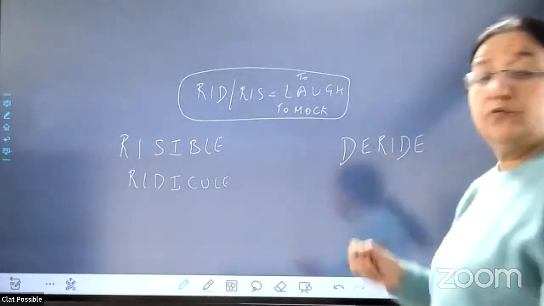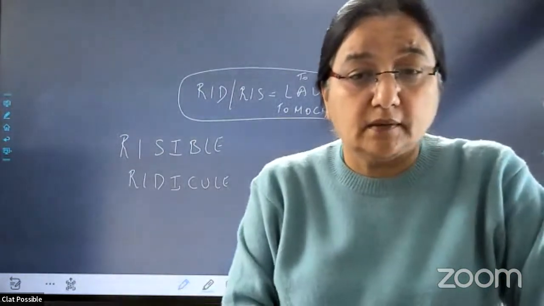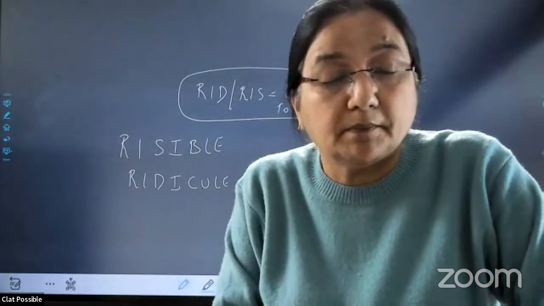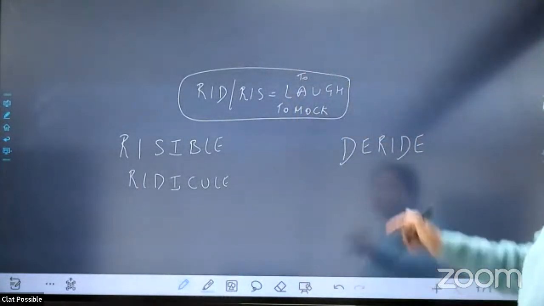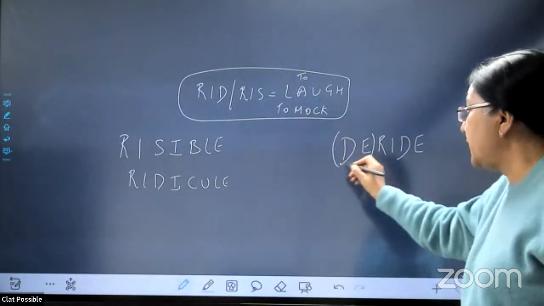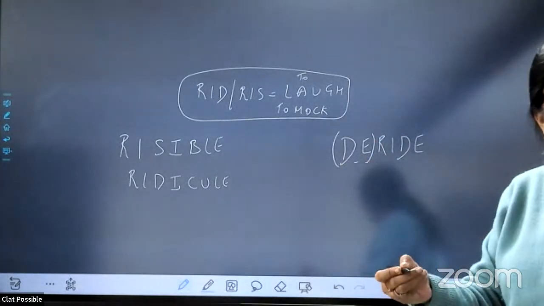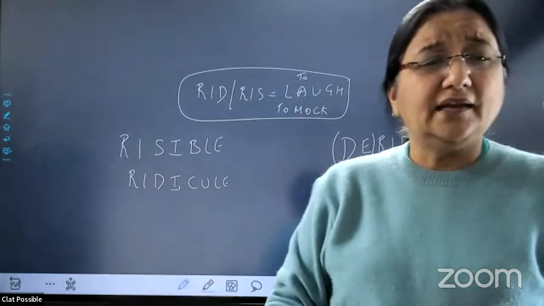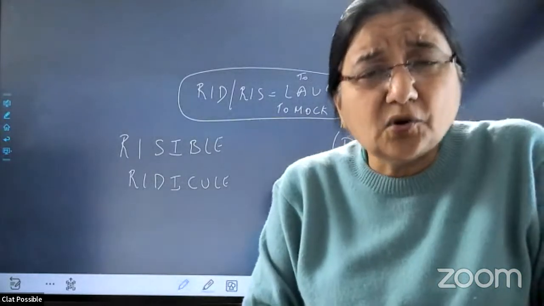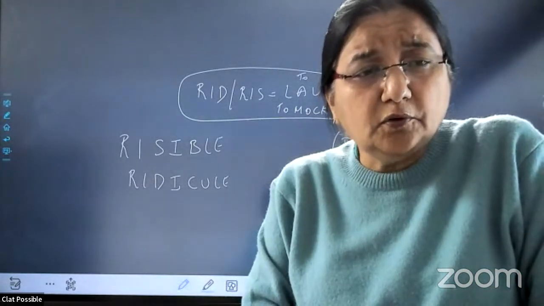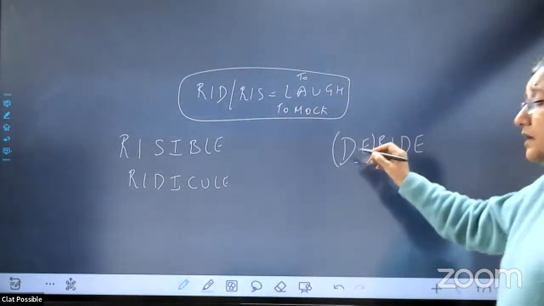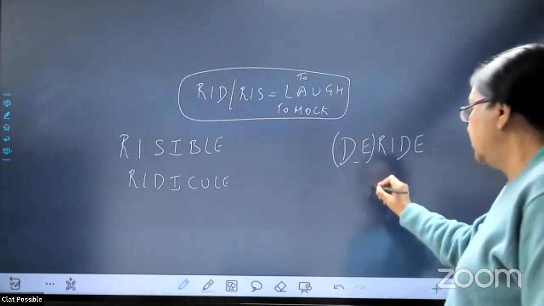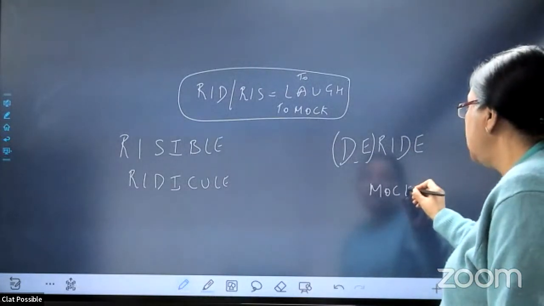Deride, makes fun of somebody. He laughs at somebody. He makes fun of somebody. Deride. Now look, the prefix de makes it negative. Dislike. Look at degenerate, degrowth. The moment you place a de, it becomes negative. And here, laughing in a mockery. Another word, mockery. Mockery already has that meaning.